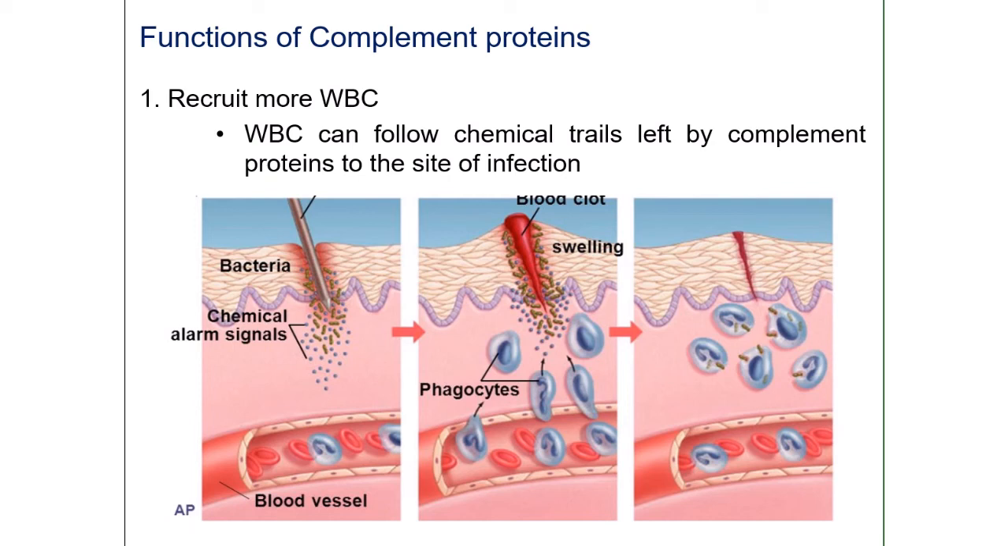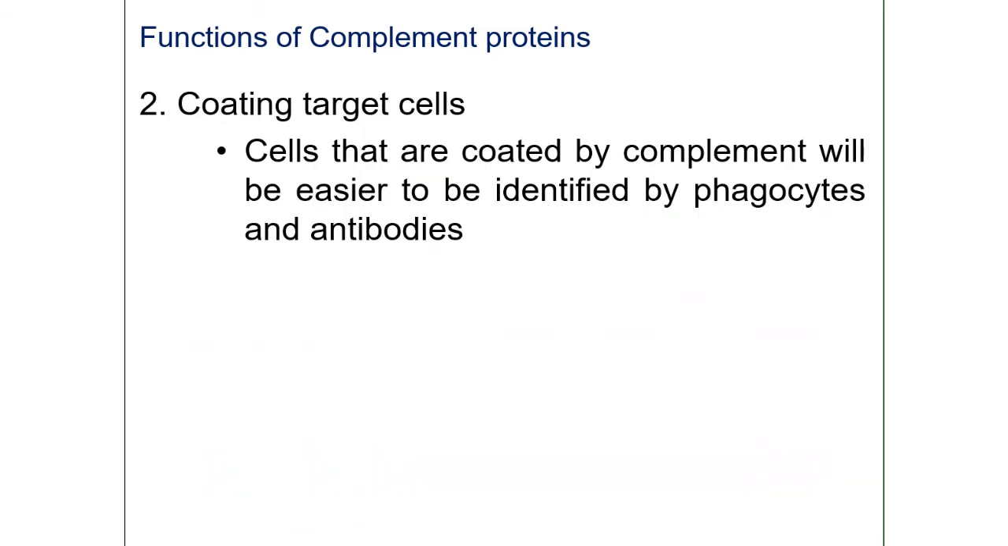Complement proteins will leave behind chemical trails for the WBC to follow, kind of like breadcrumbs, right? For the white cells. So the white cells will just continue to follow that chemical trail. Eventually, it will lead to the site of infection. So here, we have the splinter, and all these are complement signals, and all the phagocytes are basically attracted to these chemical signals so that they know which way to go. Okay, so that's the first function, recruiting more WBC.